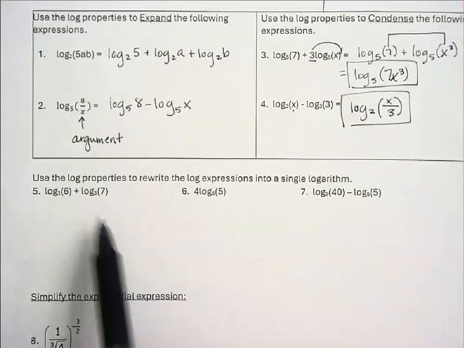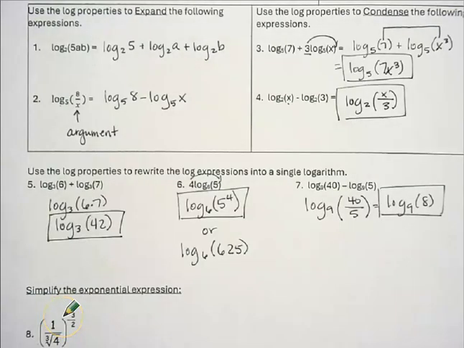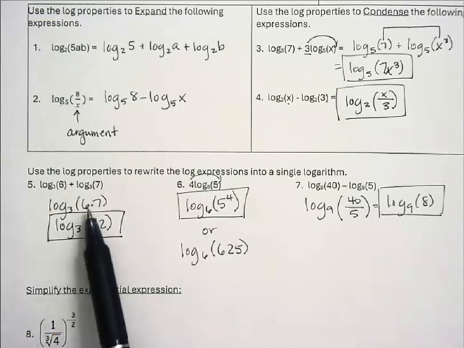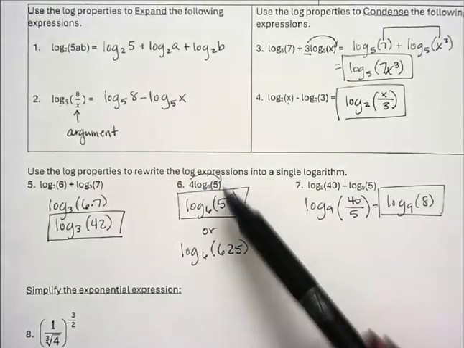So I want you to pause the video and try 5, 6, and 7 by yourself. Okay, hopefully you have these answers. Log base 3 of 42. We combine them into one by multiplying the 6 and the 7. This is the product property.